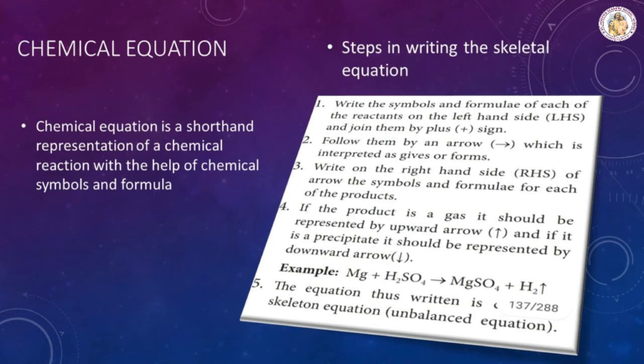Gives means it's represented by the arrow. The arrow represents which forms or gives. Okay, magnesium sulfate and hydrogen. Here magnesium sulfate and hydrogen are the products. And then the hydrogen gas is represented by the upward arrow. That means the hydrogen is the gas here. So the equation thus written is called a skeletal equation, the unbalanced equation.